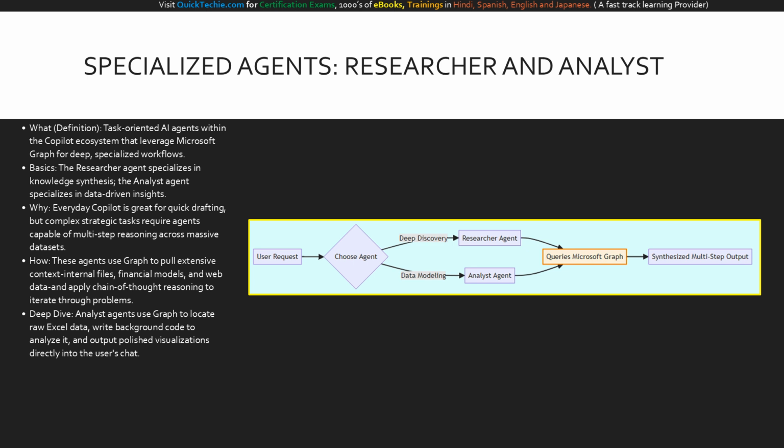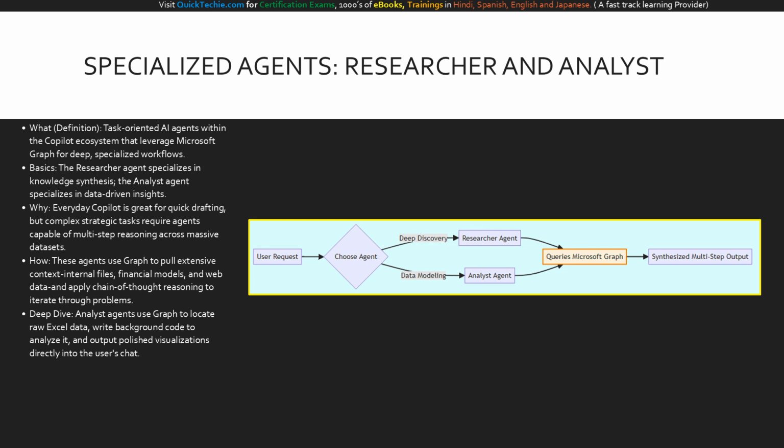Slide 7 introduces specialized agents, Researcher and Analyst. What are these? They are task-oriented AI agents within the Copilot ecosystem that heavily leverage Microsoft Graph to execute deep, specialized workflows. The basics: the Researcher agent excels at massive knowledge discovery and synthesis, while the Analyst agent thinks like a data scientist, transforming raw data into insights.